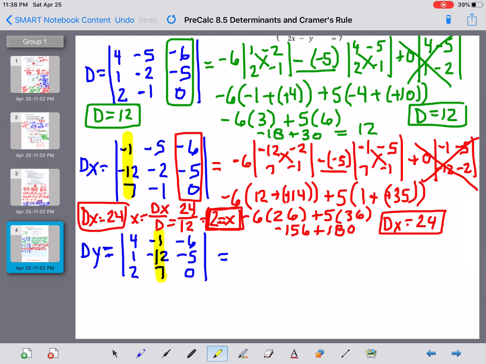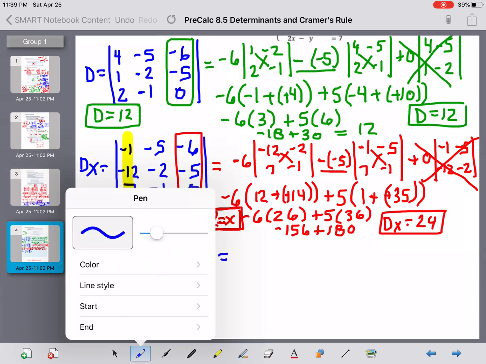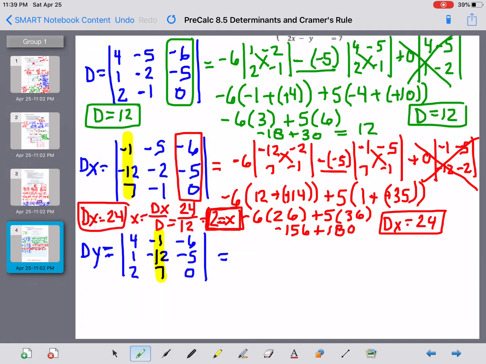All right, once again, I'm doing expansion by minors. I get to choose which column I want to use. And I'm going to be honest, I want to choose a column with zeros. If I have them, it takes out some of the work. So once again, I'm going to choose my third column. All right, so I'm going to do -6. It's in a positive position. I cross off its first row, its third column, and I'm left with 1, -12, and 2, 7.